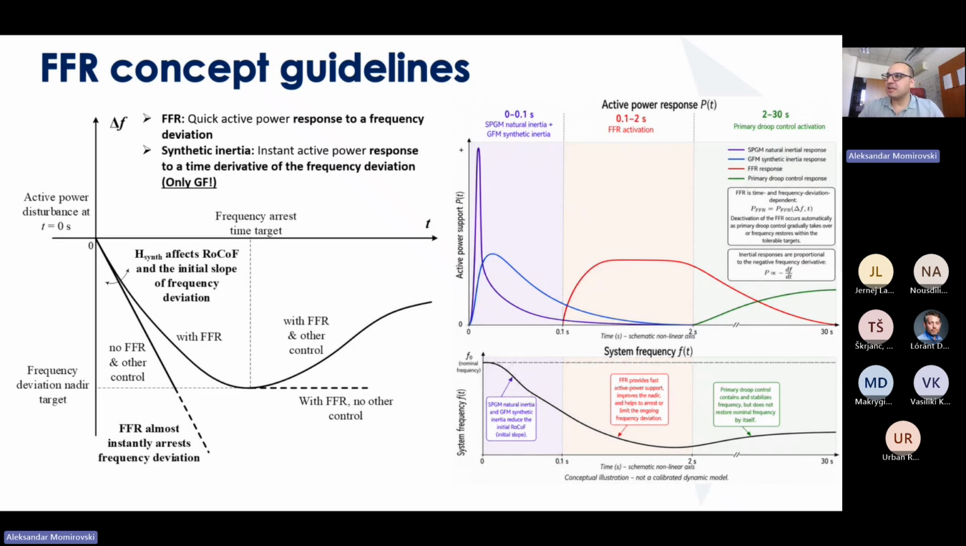But the synthetic inertia is actually an instant power response to a time derivative of that frequency deviation. So with our FFR, we want to almost instantly arrest frequency deviations and to preserve the frequency nadir within its tolerable limits. So actually, FFR is the bridge or the layer which connects the inertial responses and the slower responses from the primary responses, even in frequency sensitive mode or limited frequency sensitive mode.